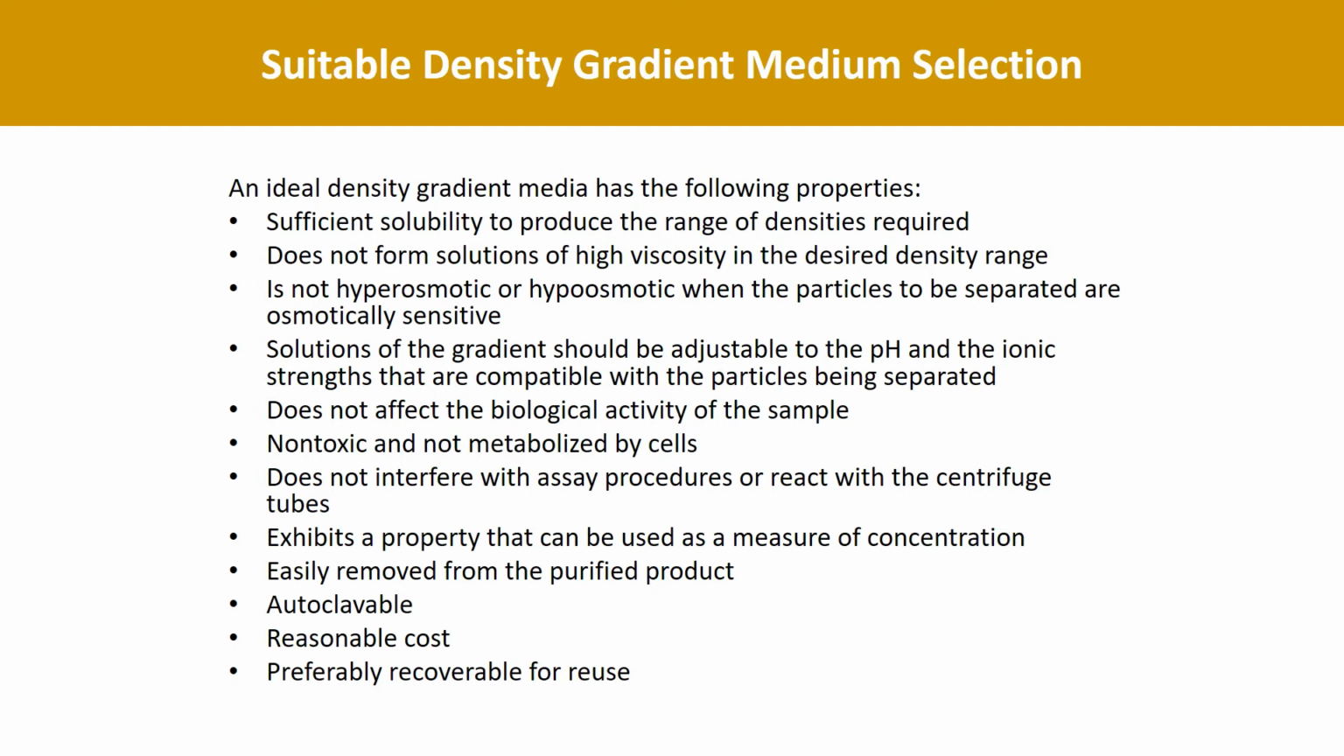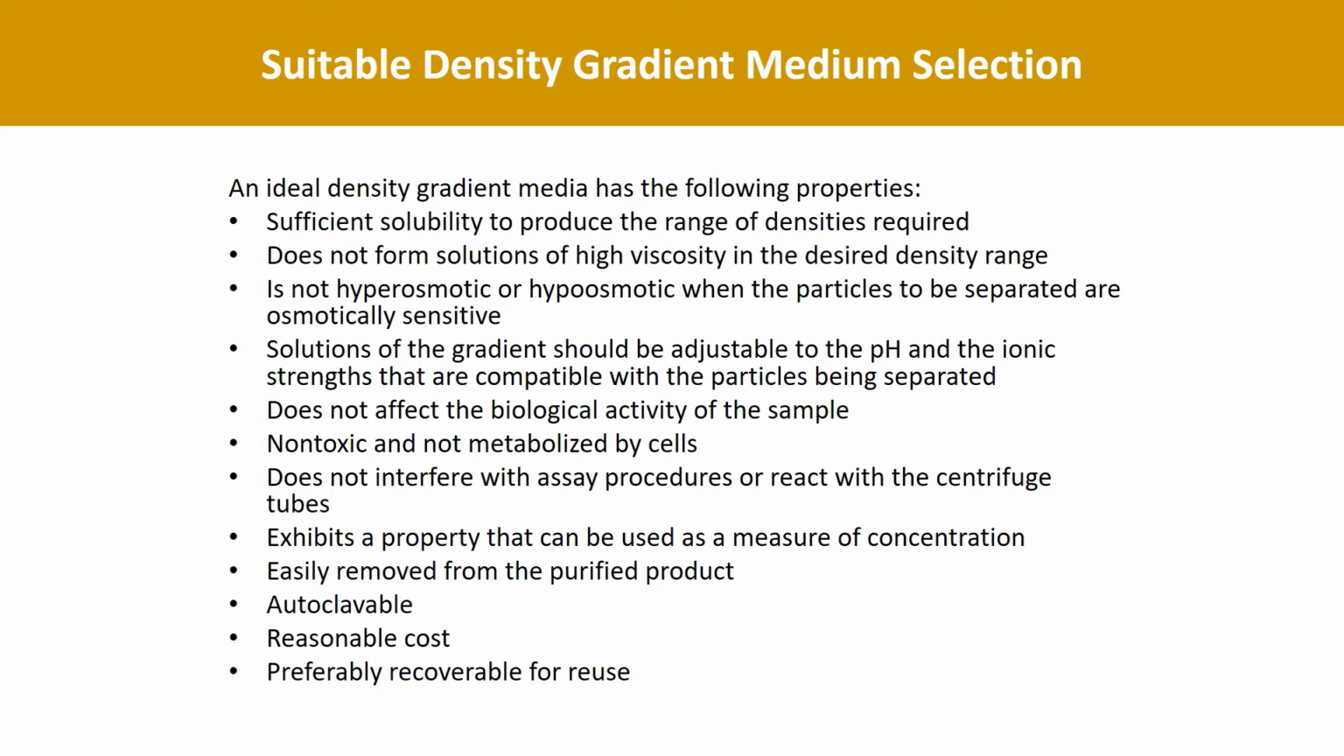Now, it should be non-toxic and it should not be metabolized by a cell. No side reaction should occur when the separation is happening. It should not interfere with the assay procedure or react with the centrifuge tube. So our gradient material should not damage the centrifuge tube. It should not interact with the cellular components which you are separating. If that happens, when you separate your enzyme and want to estimate it, you may not be able to separate it fully. So there should not be a side reaction happening.